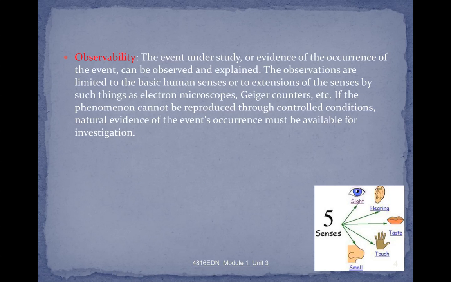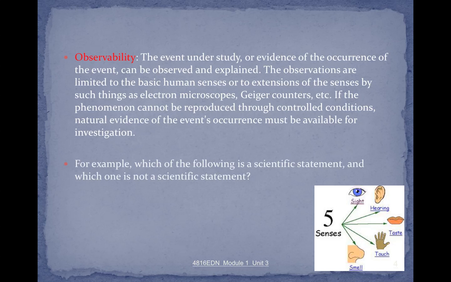Observability. The event under study or evidence of the occurrence of the event can be observed and explained. Now that doesn't mean that we just see things. Our senses involve sight, hearing, taste, touch, smell. So we can observe using any of those senses. But basically we can use our basic human senses or extensions of the senses by things such as microscopes, Geiger counters, etc. So we can use technology to help us make those observations. If the phenomenon cannot be reproduced through controlled conditions, natural evidence of the occurrence must be available for investigation.